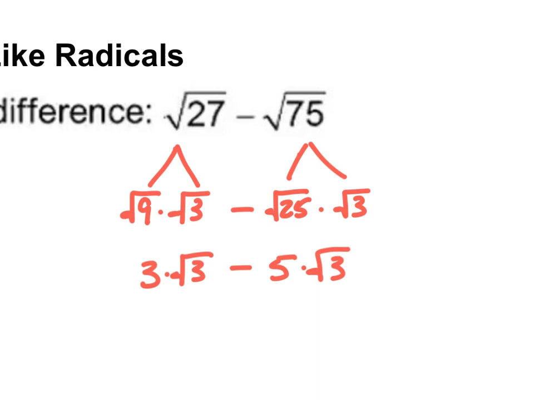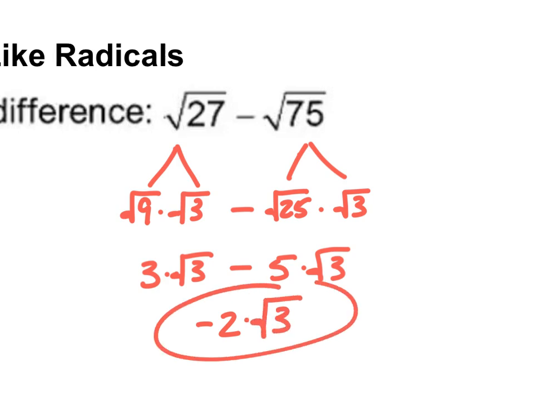All right, so now, with these two terms, I have a common square root. These are like radicals. So now I just need to take 3 minus 5, and that's going to give me negative 2 times the square root of 3. And that's it.